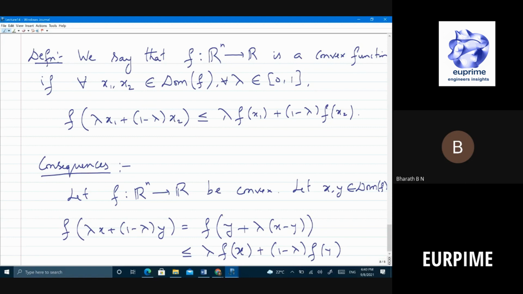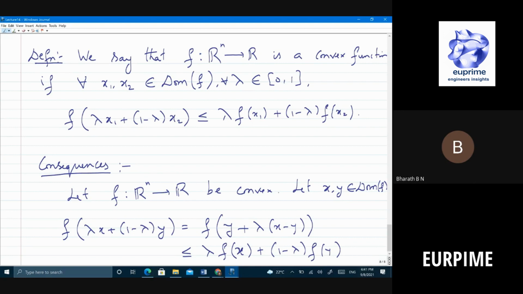Okay, fine. Now let's subtract f of y. All that I'm trying to do is see what the derivative or the gradient is. If lambda is very small, I'm moving in the direction of x minus y by a small quantity and looking at what the function value is. If I subtract f of y and divide by a small quantity and take that limit, I get the derivative. That's what I'm trying to do.